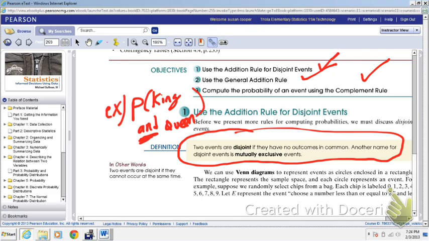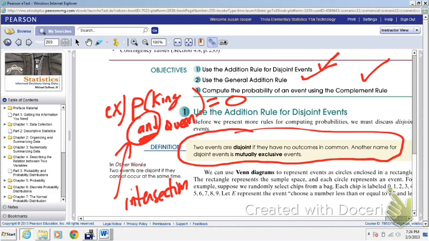Well, you could be a king and a heart simultaneously, but you can't be a king and a queen simultaneously, right? So 0. Notice the word and. And means intersection. And there is no overlap. Those are disjoint events, being a king and a queen, so the probability of that happening would be 0.